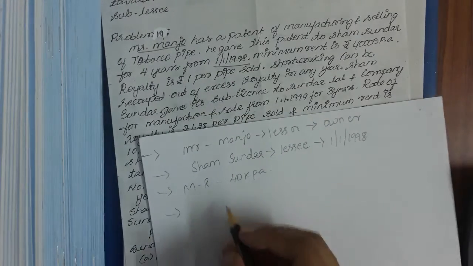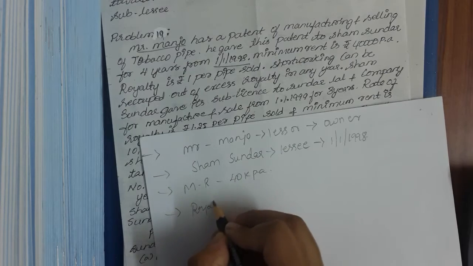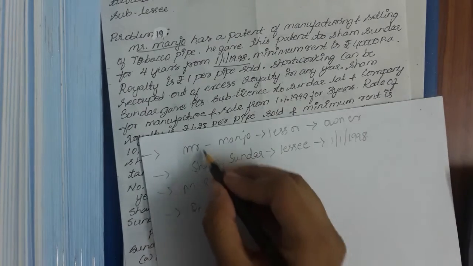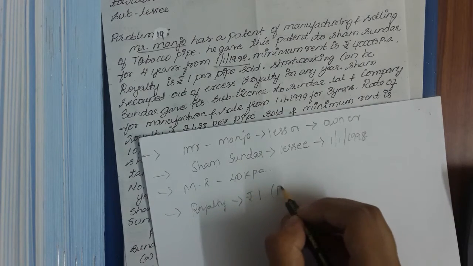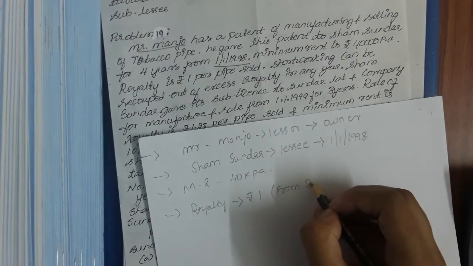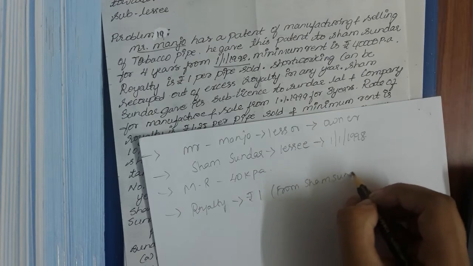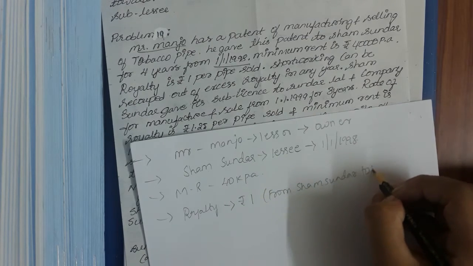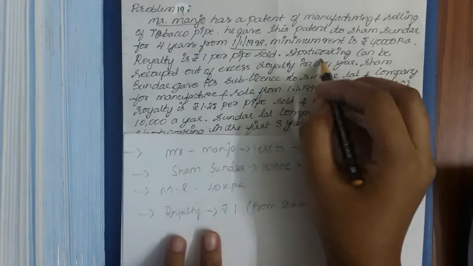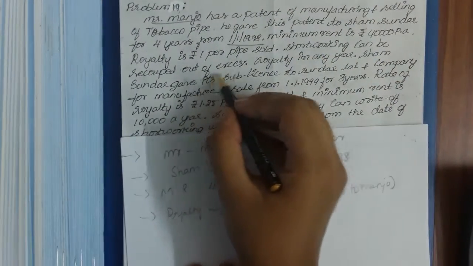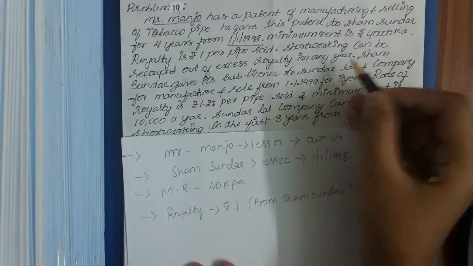And what are they given next? Royalty is ₹1 per pipe. Royalty payable from Shyam Sundar to Mr. Manoj is ₹1 per pipe. Short workings can be recouped out of excess royalty in any year.